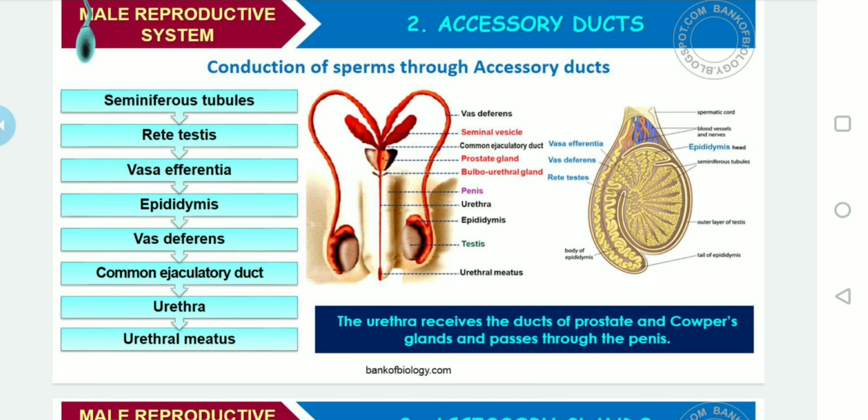Are you observing? Yes. The urethra receives the ducts of the prostate and bulbourethral glands and passes through the penis. I hope you can understand. You can identify all the ducts easily.